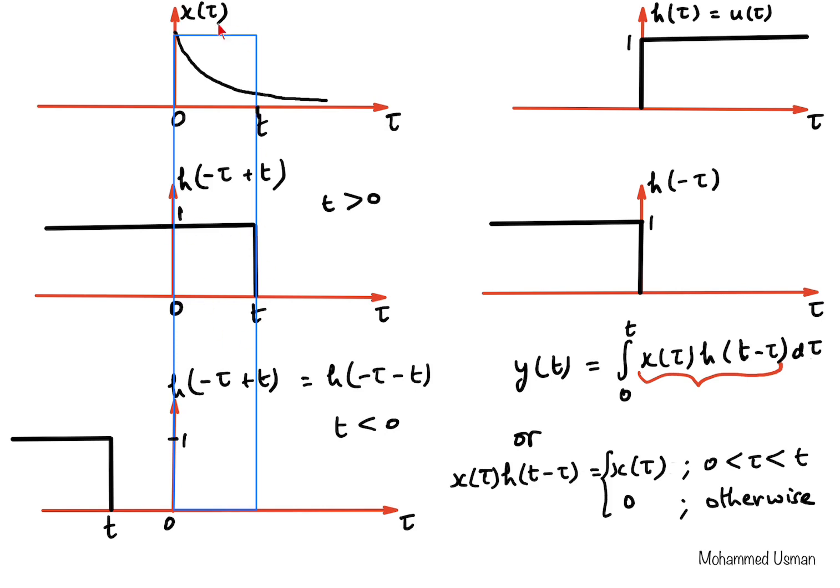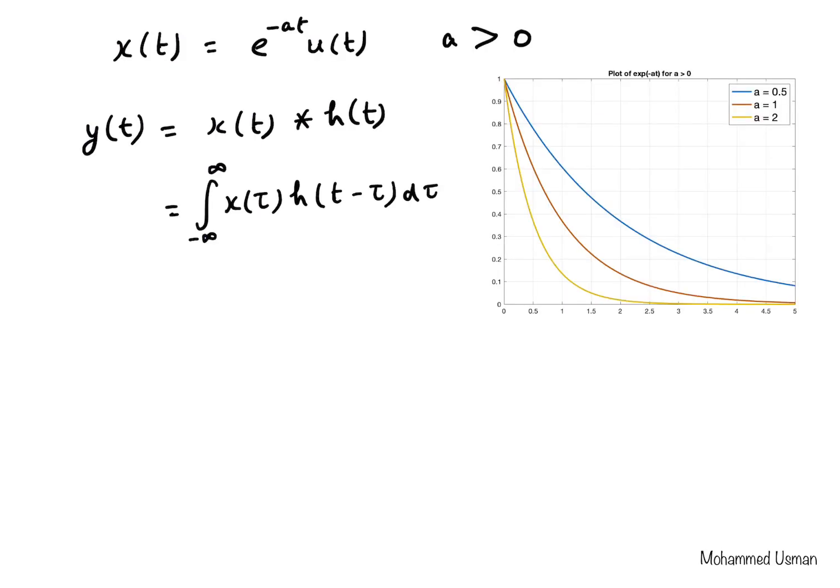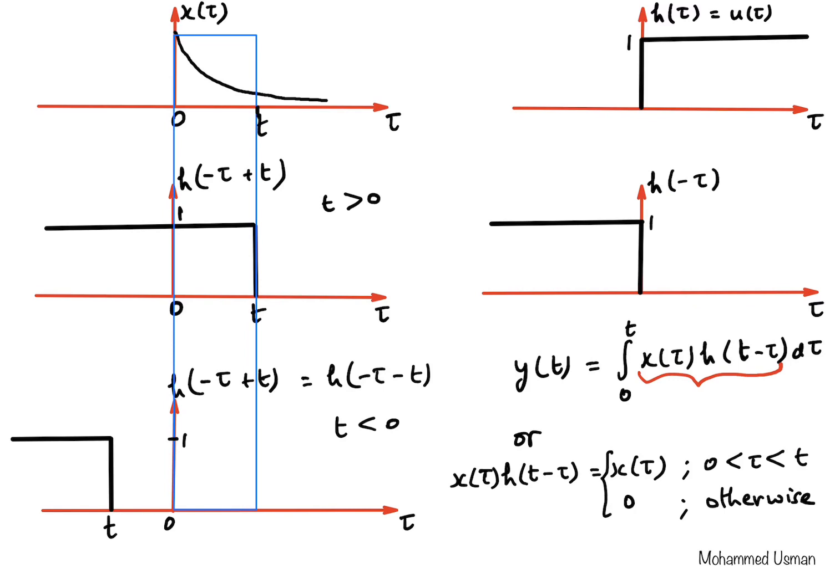And it is only in that interval, which I've shown here in this blue box, that both are non-zero. Outside that interval, either to the right of t or to the left of 0, one of those two elements is going to be 0, so therefore the product will be 0. So x of tau into h of t minus tau is equal to x of tau only in the range of tau from 0 to t, and for all other values of tau it is equal to 0. And what is x of tau? We have taken x of t as e power minus at u of t, so it's basically e power minus at in that range.